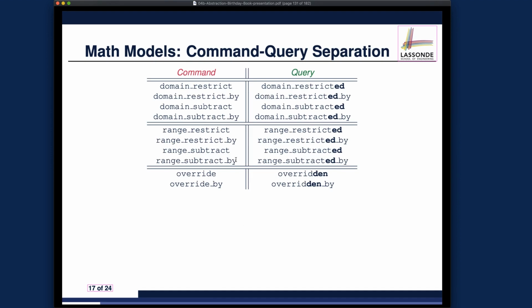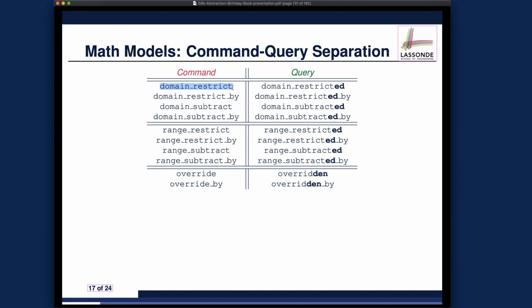This is just a summary of what you can use from the relation class from the math models. Let me give you one example. The command would be, for example, domain restrict. If you say R, which is a relation, R.domain restrict, that one is a command call that should stand alone by itself. You should not assign this call to another variable.